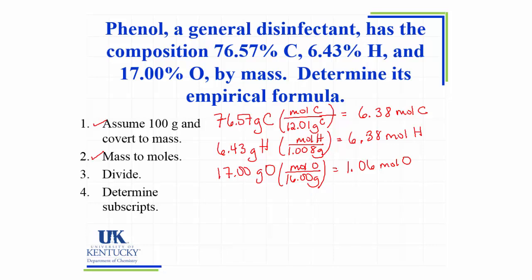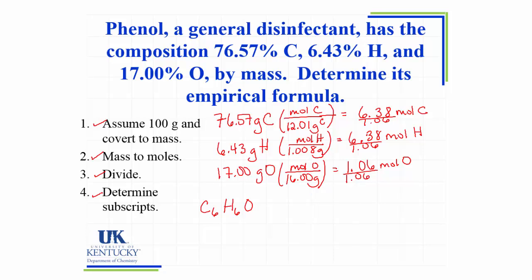Now I need to divide, and I'm going to divide by the least number of moles. So I'm going to divide each of these numbers by 1.06 because that's the smallest value. Remember, I'm just trying to find the smallest whole number ratio between the elements in the compound. So I have 6.38 divided by 1.06, and I end up with carbon 6, hydrogen 6, oxygen 1. Now, we already have our subscripts for that empirical formula because what we ended up with were nice whole numbers.